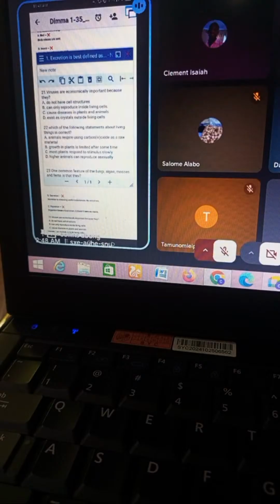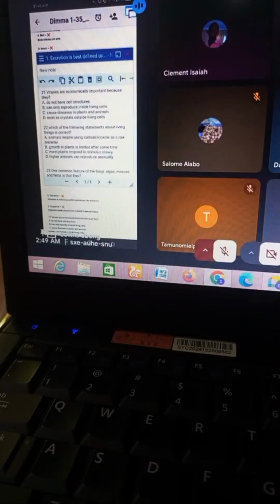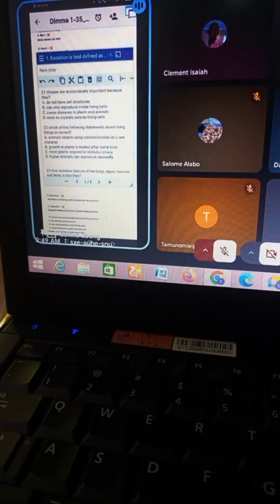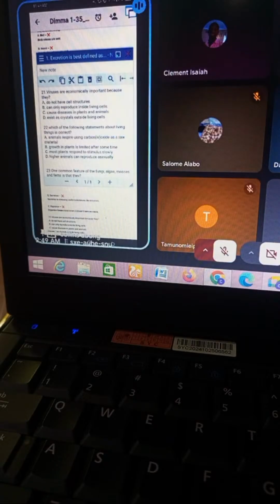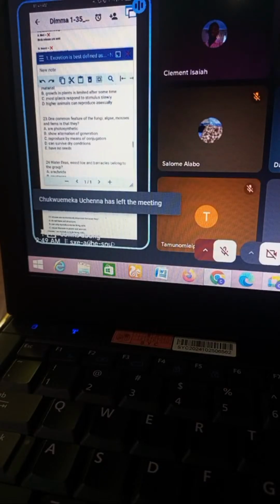Then 22. Which of the following statements about living things is correct? A. Animals respire using carbon dioxide as a raw material. B. Growth in plants is limited after some time. C. Most plants respond to stimulus slowly. And D. Higher animals can reproduce asexually. What is the answer? Yes, C. Correct. Most plants respond to stimulus slowly. That's the correct option. Let's look at number 23.